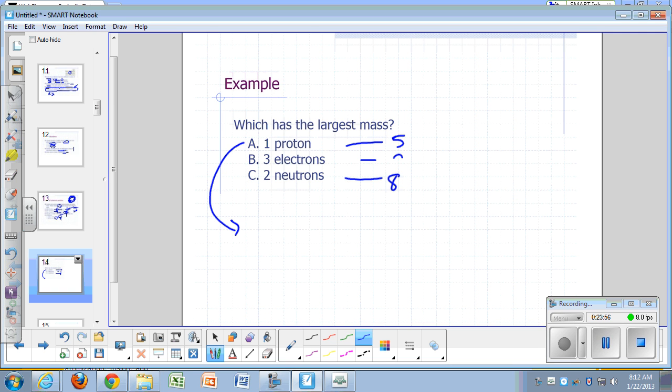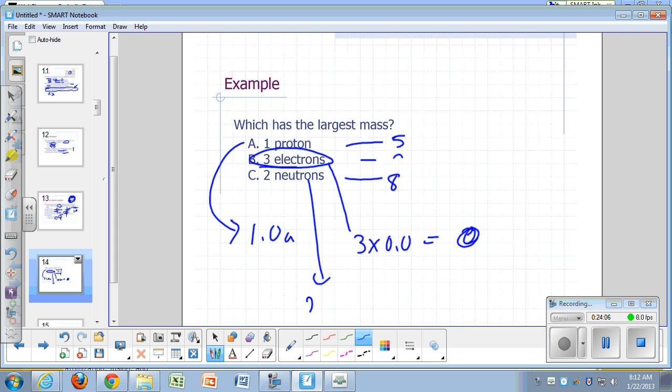All right. What's the mass of 1 proton? 1.0 atomic mass unit. 3 electrons, what's the mass? 3 times 0.0, that's 0. And 2 neutrons is 2 times 1.0, that's 2.0 atomic mass units. So the correct answer is C. 2 neutrons would have the largest mass among these.